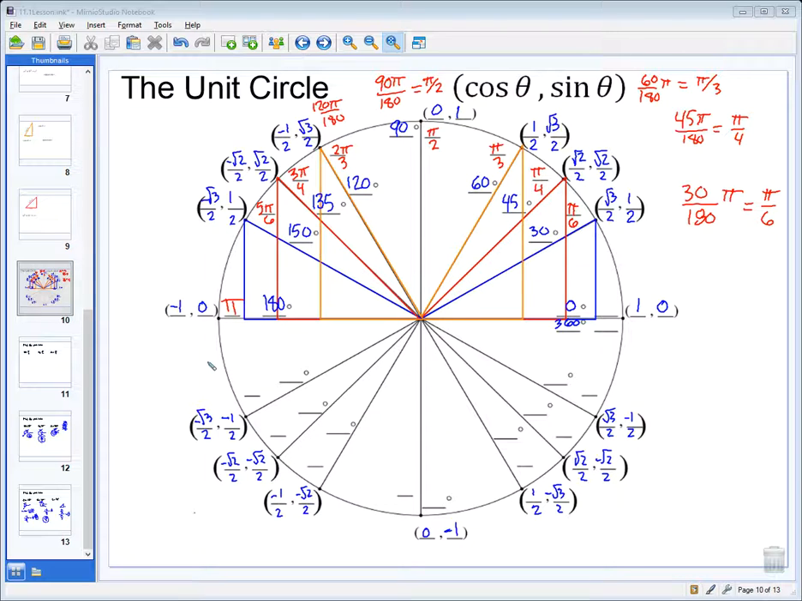Then we have pi. Now, our degrees on the bottom of the circle, we have 210, 225, 240, 270, 300, 315, and 330. So we could do the same thing by converting all of them using pi over 180. And this first one, we would get 7 pi over 6. We'd get 5 pi over 4 and 4 pi over 3.